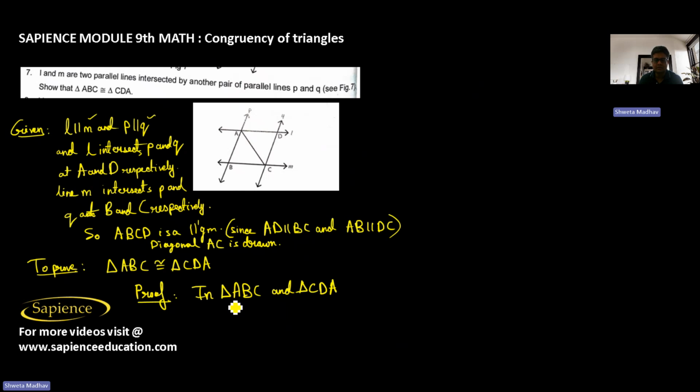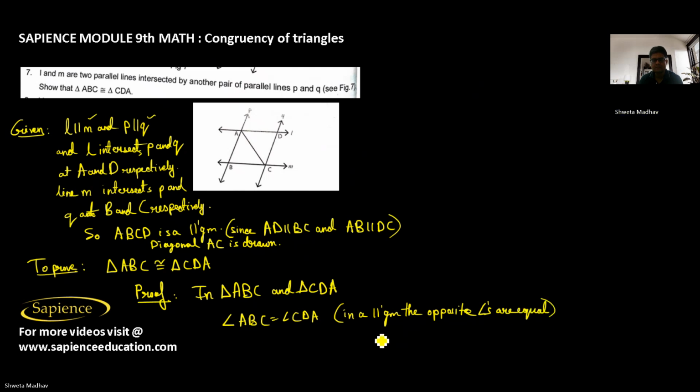ABC is congruent to CDA. So in triangle ABC and triangle CDA, you can say that obviously angle ABC will be equal to angle CDA, since in a parallelogram, the opposite angles are equal. And then obviously AC equal to AC, or we can simply say AC is the common side.